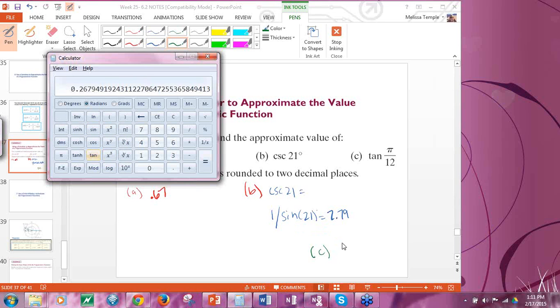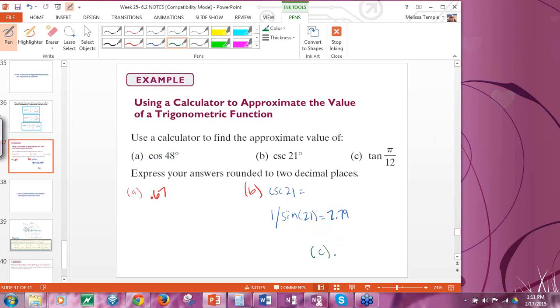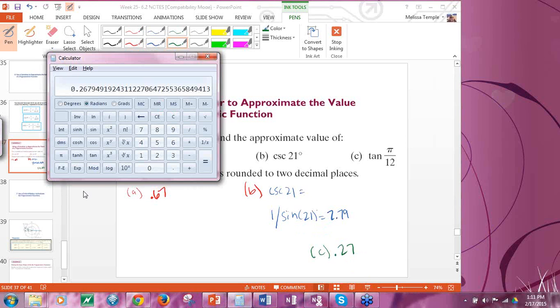Questions on using your calculator to solve? Pi divided by 12. Yes, so notice in this calculator you have a pi button right here. So again, you have to do it in parentheses though. Parenthesis, pi divided by 12, end parenthesis, and then hit tangent. Enter. Questions on using a calculator to solve?